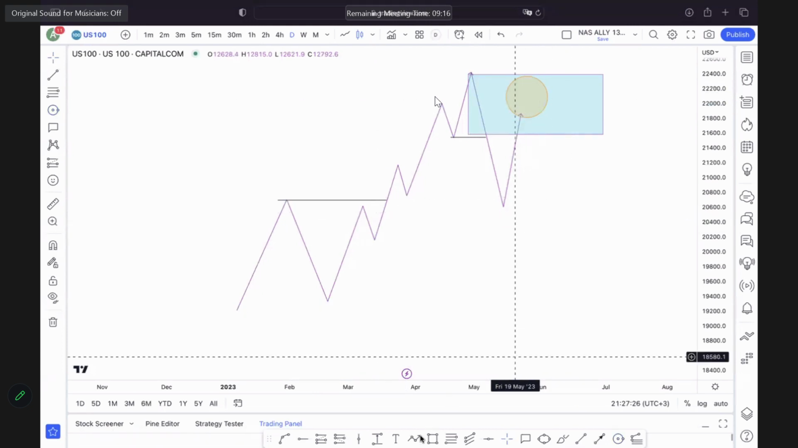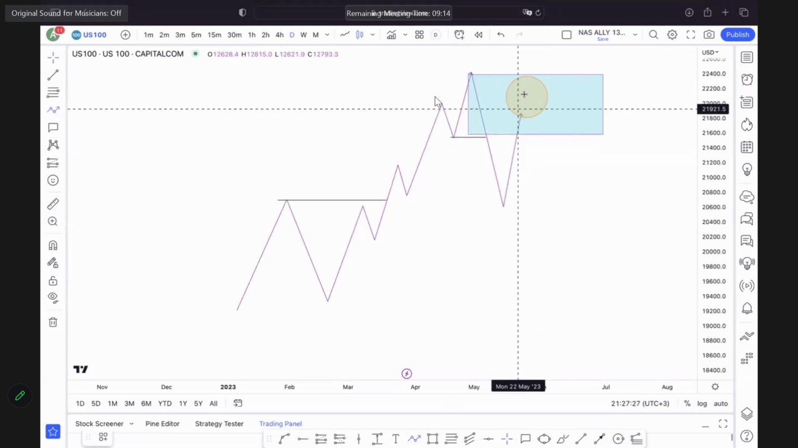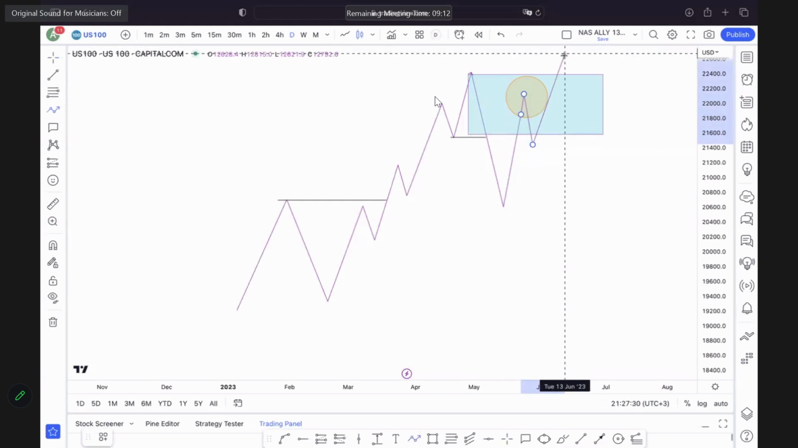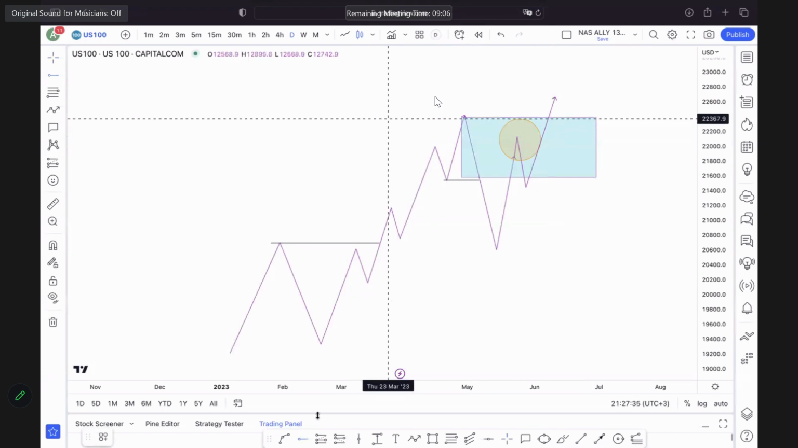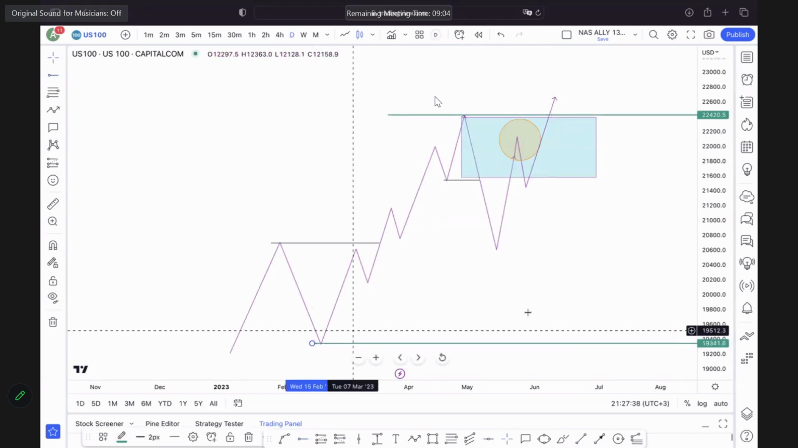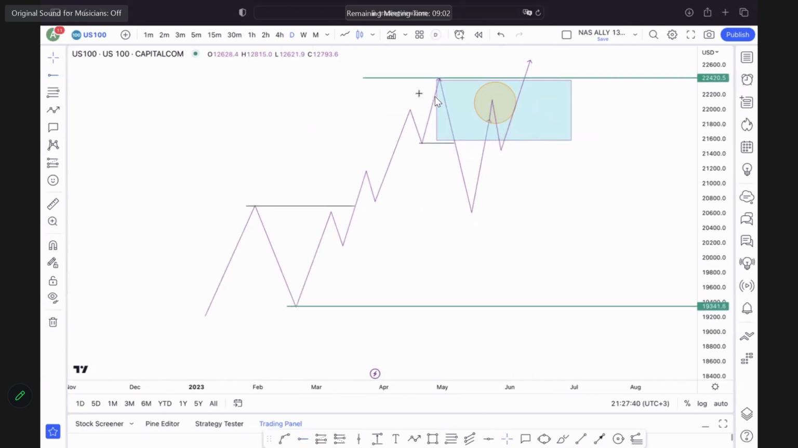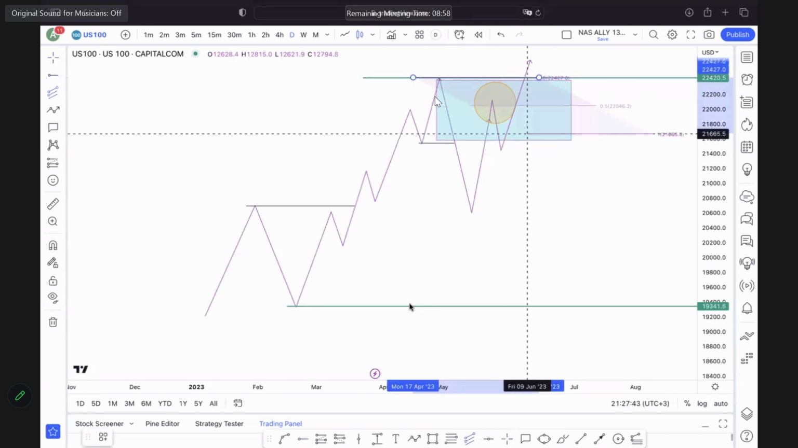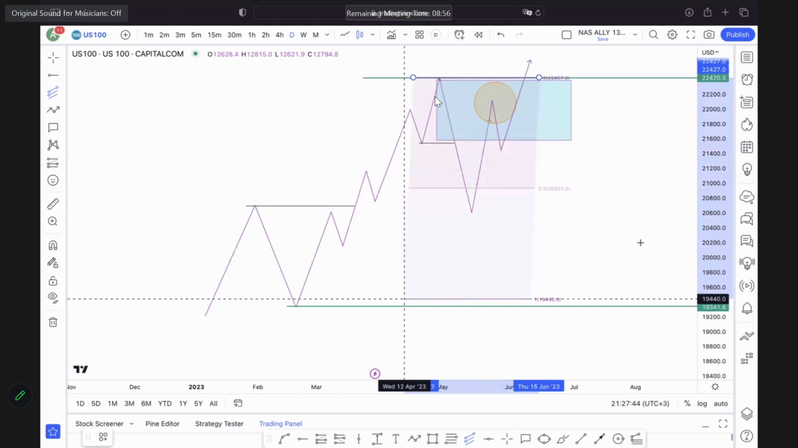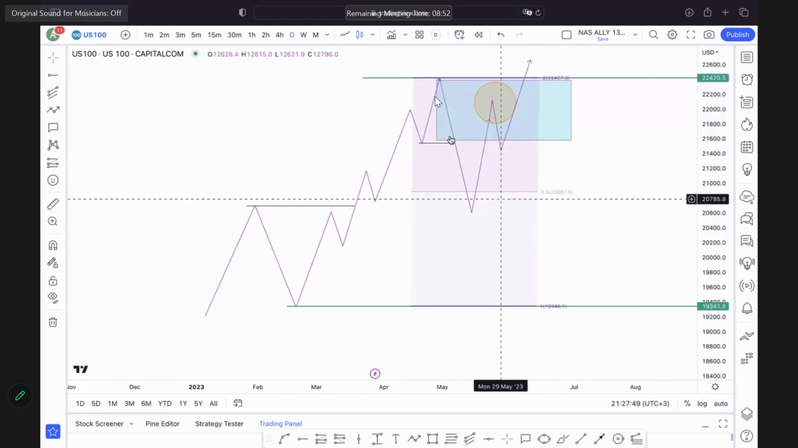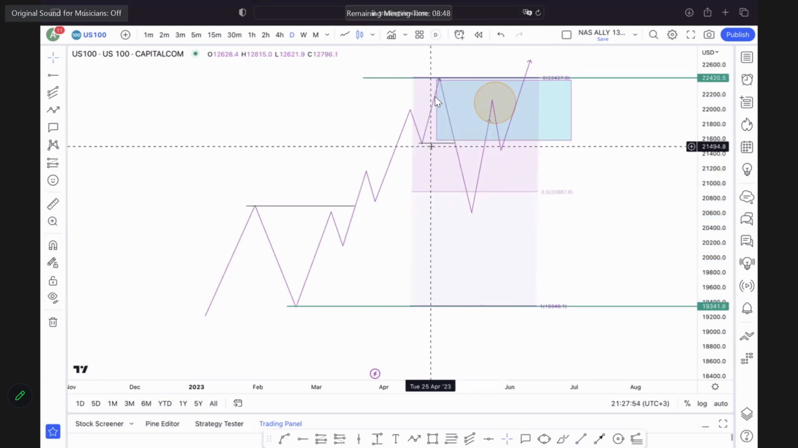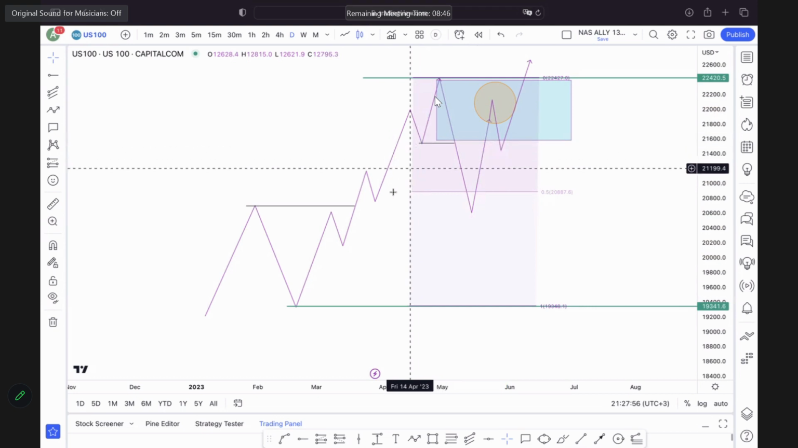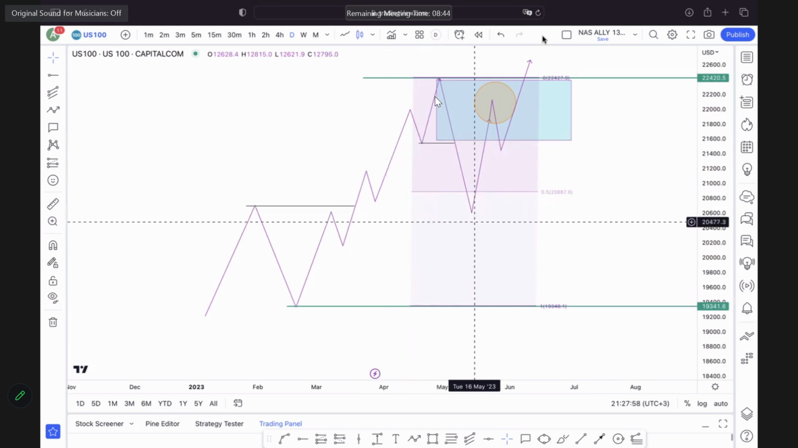Because this is what it's going to look like. Because this is our range. So what did this change of character bring? Discount. Price into discount. Exactly. So in other words, this change of character is just coming to collect liquidity in order to continue with the trend.